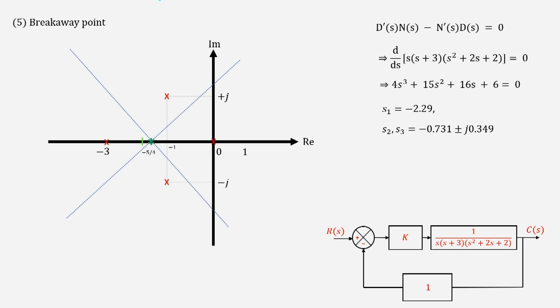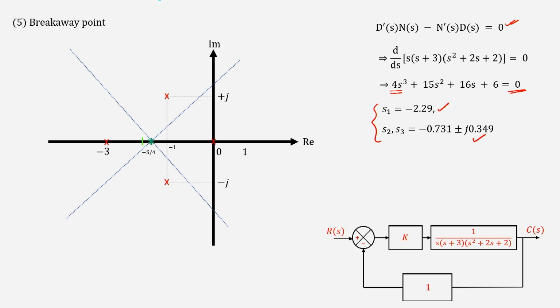So, first thing is the breakaway point. Where will the points break away? Remember this is what we do: d dash n s minus n dash d equal to 0. The points at which this is satisfied may qualify as the breakaway points. So, in this case, this is the polynomial that you are getting. Now, this is a third degree polynomial, so we have 3 roots, so we have 3 points. Now, are all the 3 points breakaway points?